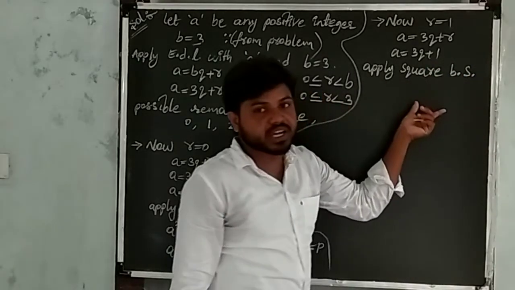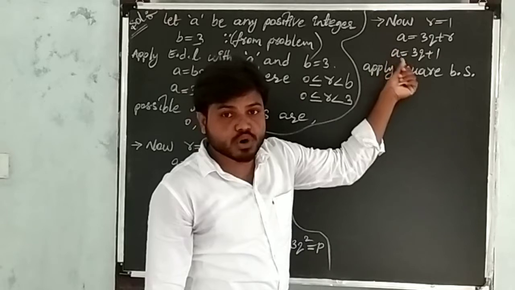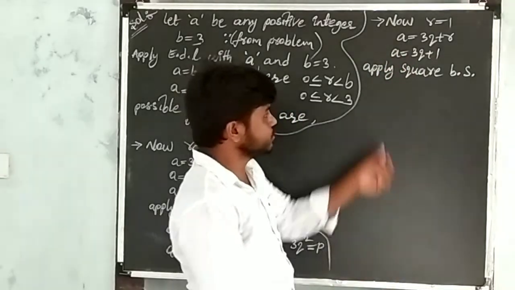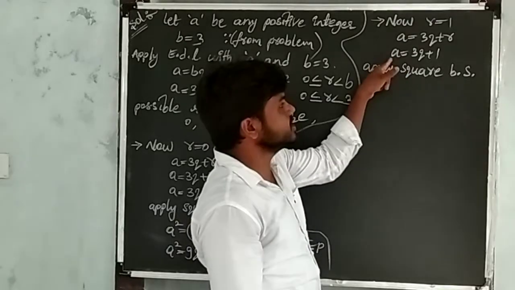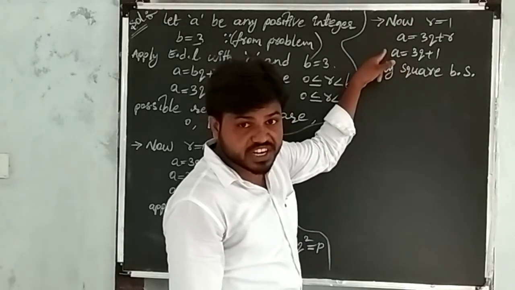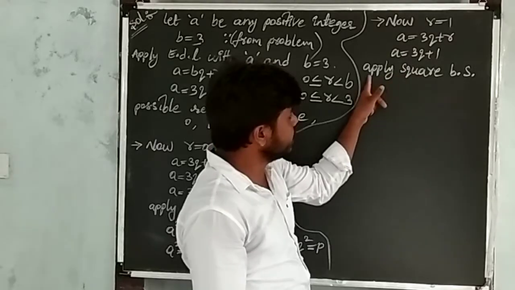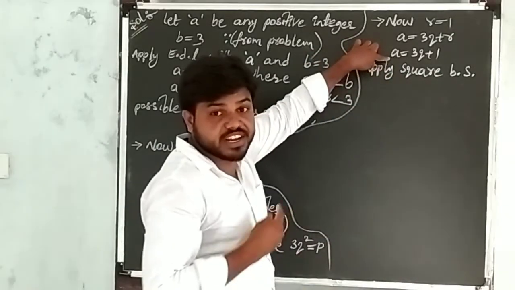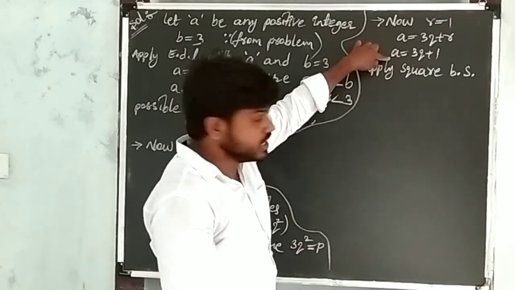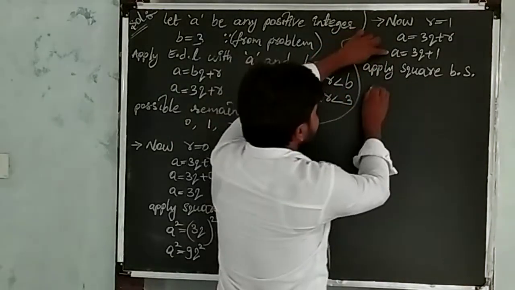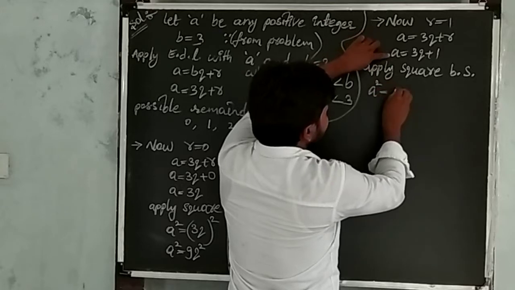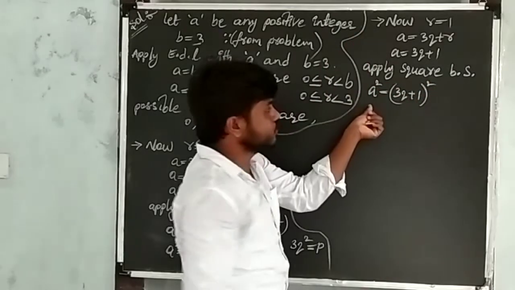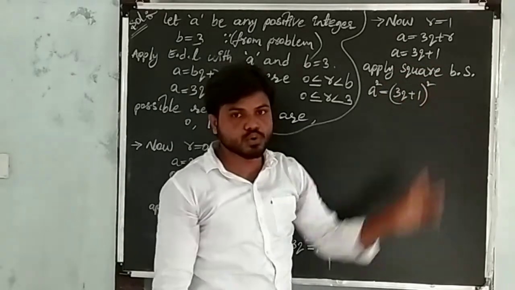Why apply square? Because we need the square of a positive integer to be of the form 3p or 3p plus 1. That's why I applied square on both sides. Because a is a positive integer, we need the square of a positive integer. So a square equal to 3q plus 1 whole square.